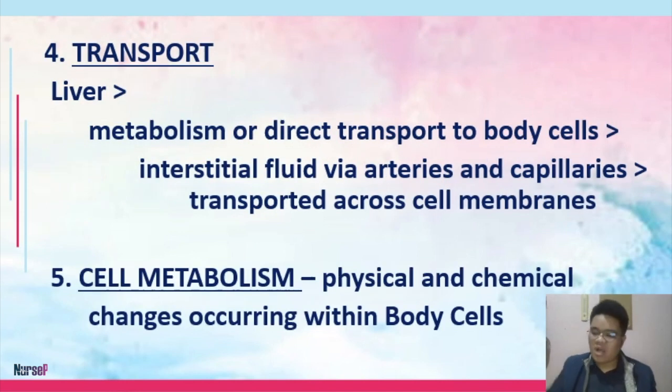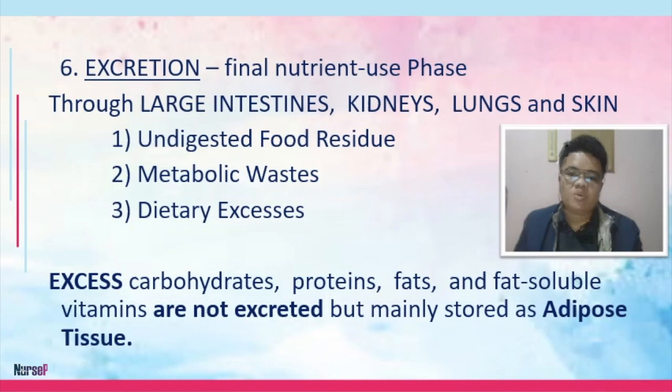Now, transport. So we've talked about ingestion, digestion, and then absorption. The next part of the process is your transport. This transport occurs once the substances have been absorbed from your small intestine into our bloodstream, and they pass through the liver. From the liver, they are metabolized, or they could be directly transported to the body cells. And then they could go towards the interstitial fluid through your arteries and your capillaries, and that is where they will be transported across your cell membranes. Once these nutrients and energy are inside our cells, that is where they are utilized for cell metabolism. Okay, so cell metabolism is the physical and chemical changes that occur within the body cells with the expenditure of energy.